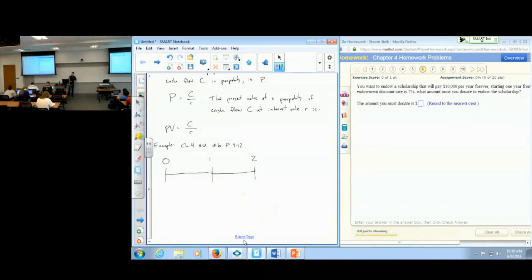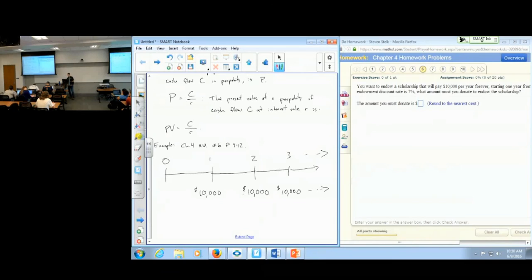Alright, so what we want to do is endow a scholarship that will pay $10,000 per year forever. So we want it to throw off $10,000. Remember, perpetuity, the cash flow starts 1 period from now. That's right, and we want that to go on forever. And the question it's asking is, how much must we deposit today to make this happen if the school can earn 7% on their investments?